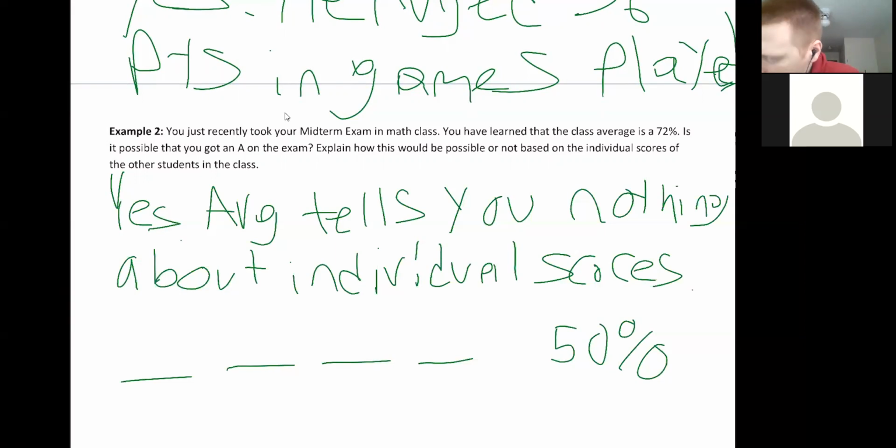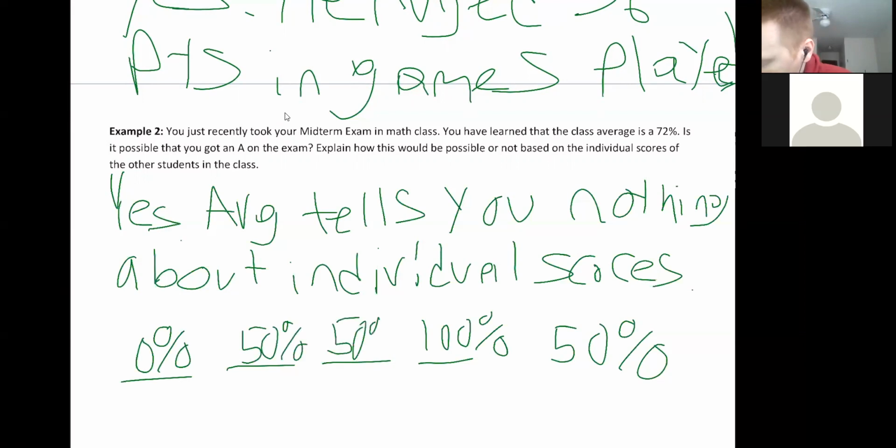Well, I could have someone with 100%. I could have someone with a 0%, maybe they just didn't take it or turned it in blank. And then I could have 2 people that got a 50%. You could check, and if you add these up, you would see that the average would be 50%. So here's an example where the mean or the average is 50% and someone got 100%, or an A, on their test.